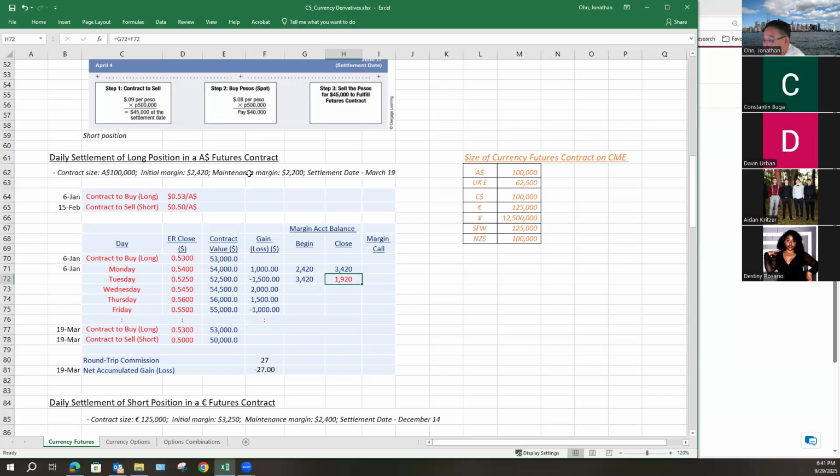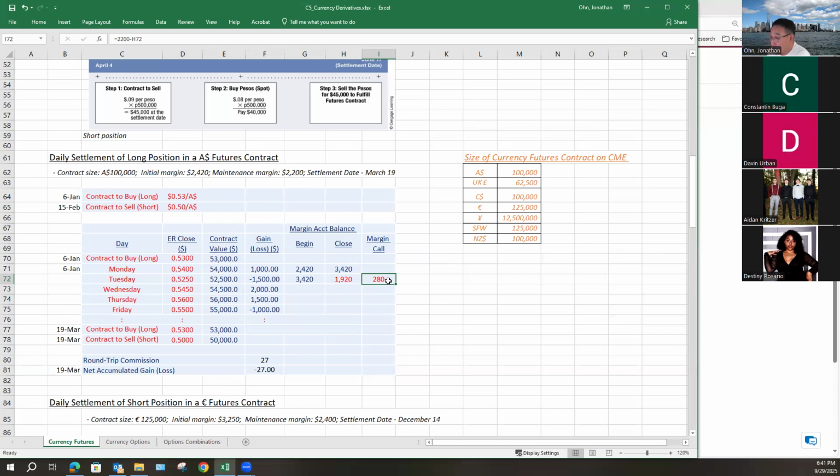So look at this one. I told you maintenance margin there, it is lower than maintenance margin, right? So it's a red flag. So you will get a call from your broker. Your broker will ask you to put in more money to make at least $2,200. So you are required to add 2,200 minus this amount. So $280 to bring your balance to the maintenance margin minimum.